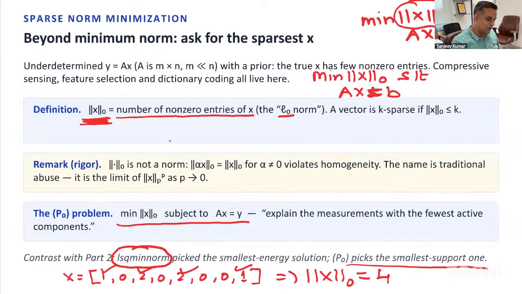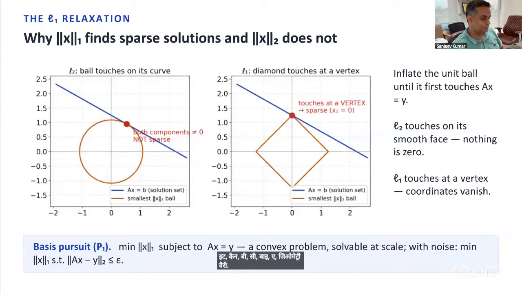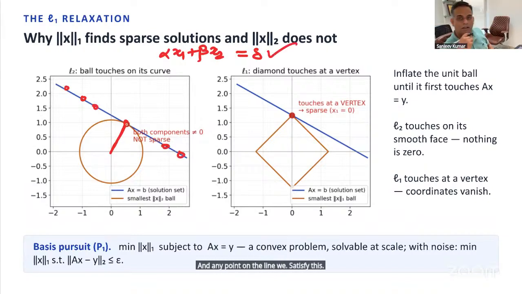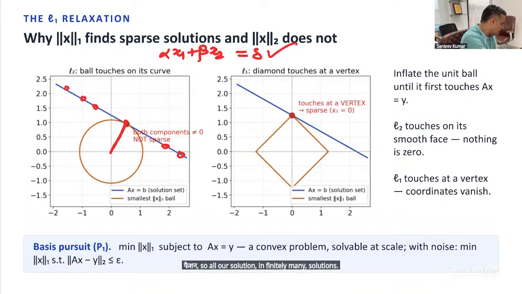So why does it give you the sparse solution? It can be seen by geometry very easily. This is the L2 case which I explained to you. Let us say alpha x1 plus beta x2 equals delta. It will be a line, and any point on the line will satisfy this equation, so there are infinitely many solutions. In L2 minimization, I will choose this point.